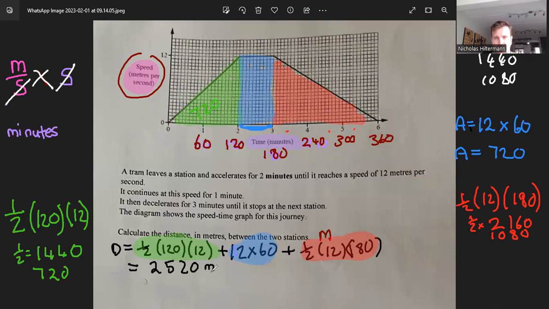Okay, so that is how you work out the distance of a journey when you're given a speed time graph.